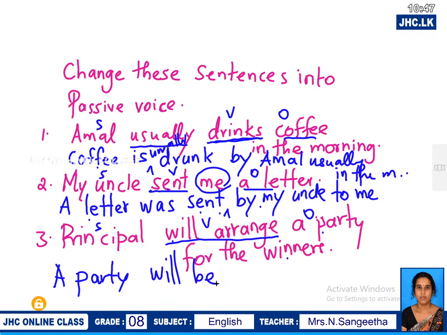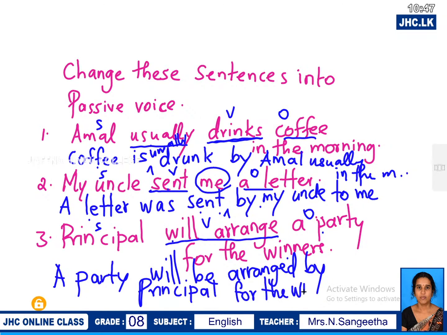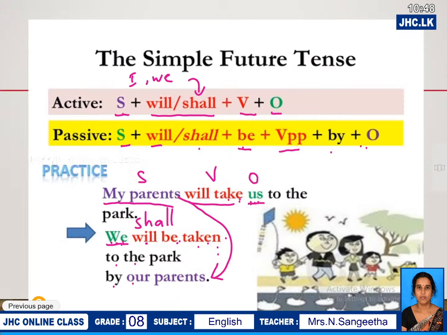A party will be plus past participle arranged by principal for the winners. Right. Will be plus past participle. Right. இப்போ மெயினான 3 டென்ஸுக்கு நீங்கள் படிச்சிட்டீங்க. இந்த active voice, passive voice. For simple present tense, simple past and simple future. Right. Will be plus past participle.